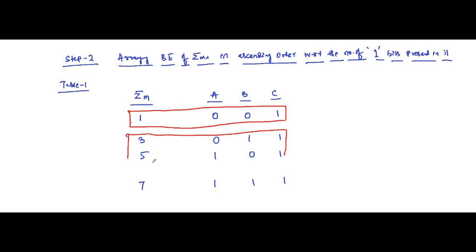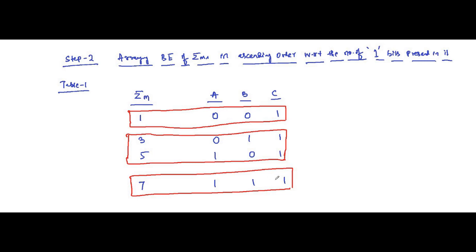This is one group consisting of single 1 bits, this is another group consisting of double 1 bits, and this is another group which consists of only 1, the top group, which is triple ones. Let's call it group A1, this is group A2, and this is group A3. See, all the minterms are arranged in ascending order with respect to the number of 1 bits present.